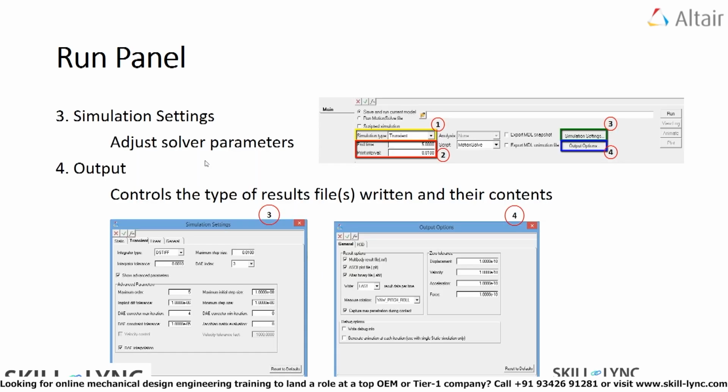We can also control the type of result files and their contents by changing the simulation settings and the output options in the run panel. So you can find the simulation settings and the output options in the same run panel. You can also adjust your other parameters by clicking on these options, and then the particular dialog box appears and you can play around with the various parameters present in these dialog boxes. I'll be illustrating this in detail when we go to the exercises.